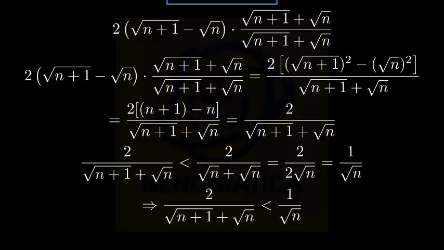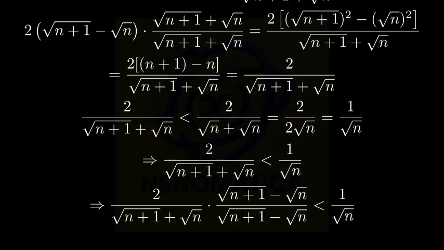Now, let's connect this back to our original expression. We can multiply both sides of our inequality by the square root of n plus 1 minus square root of n divided by the square root of n plus 1 minus square root of n. This gives us 2 times the quantity square root of n plus 1 minus square root of n divided by square root of n plus 1 plus square root of n times the quantity square root of n plus 1 minus square root of n is less than 1 divided by square root of n.